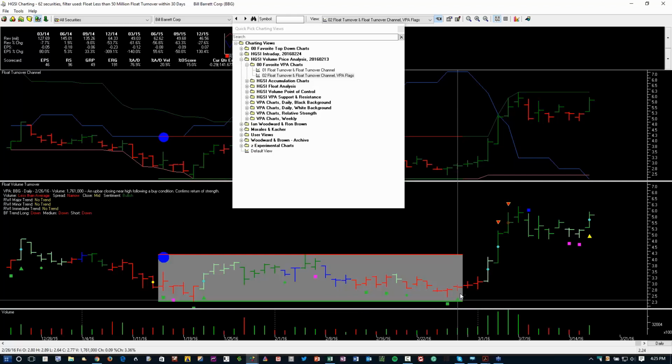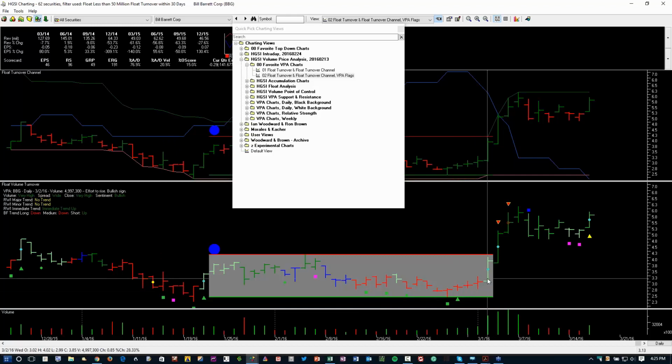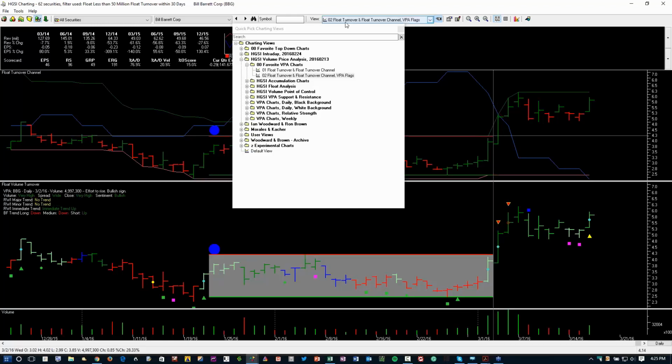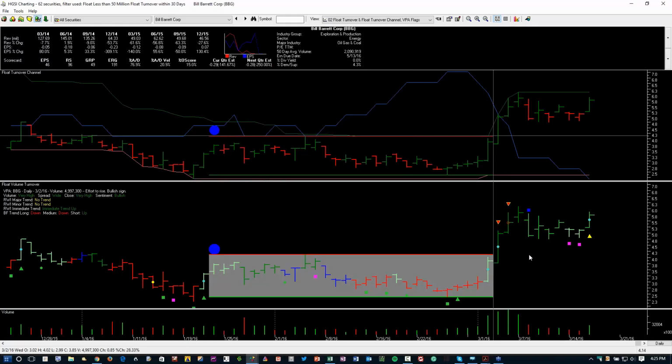And look at this thing. After that, that was the low point. And then we had an effort to rise here on heavy volume. You can see as the volume's coming in that this blue line is going down, which is showing us that there is strength coming into this. And that's right here. The next day is when it broke past this high point of the float turnover period.